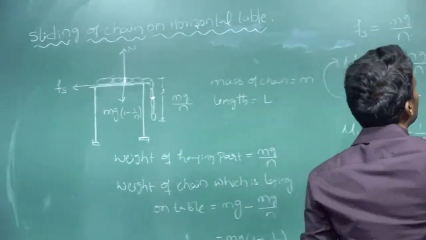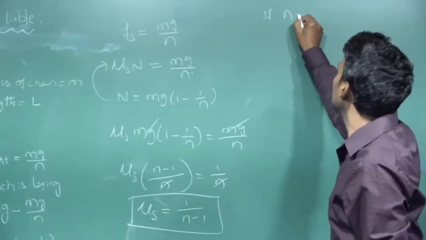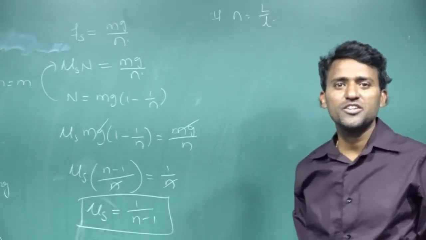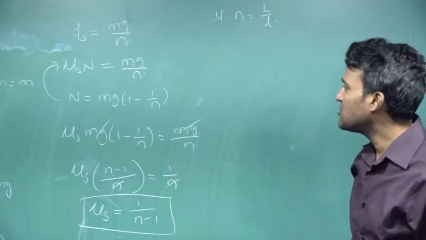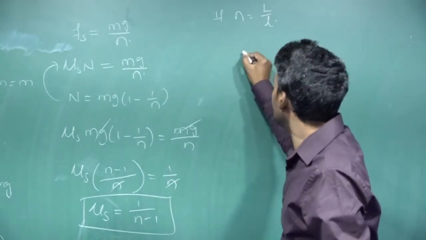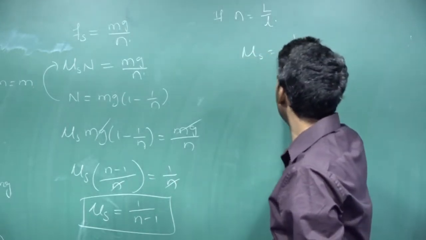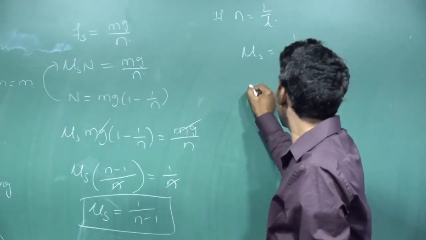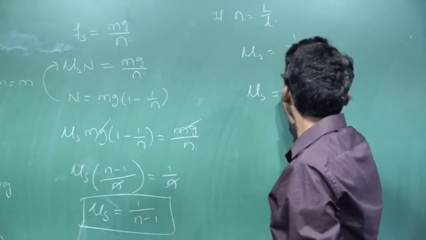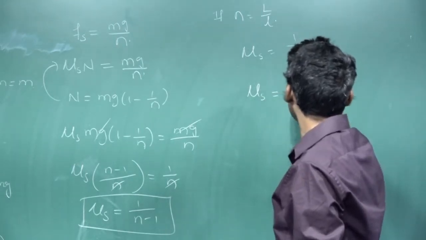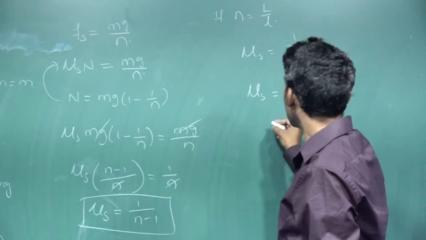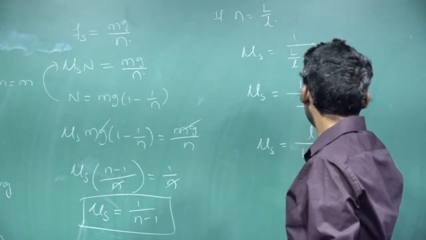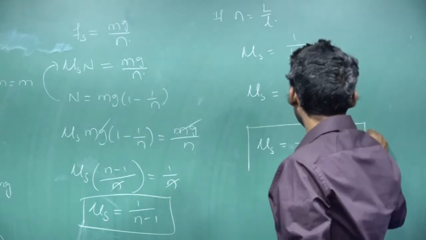If n is equal to capital L by small l, the length of the chain divided by the hanging part of the length, at that moment mu s is equal to 1 divided by (capital L divided by small l minus 1). You can write here mu s is equal to 1 divided by, LCM is l, capital L minus l, l goes to the numerator, so mu s is equal to l divided by L minus l.